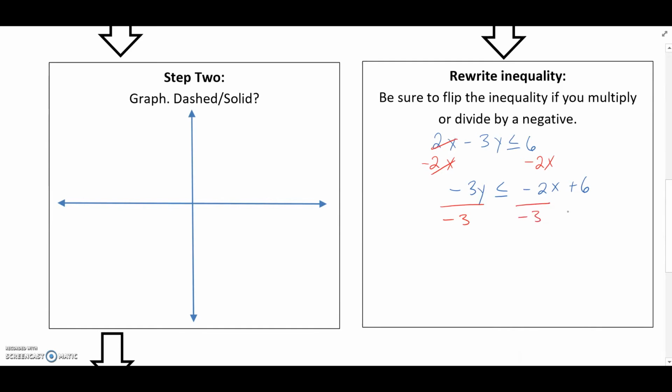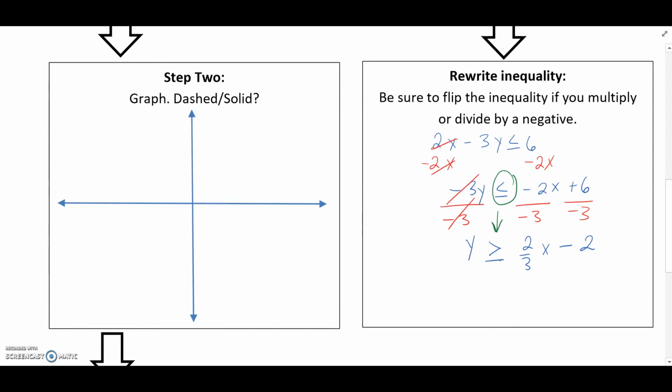Whatever I do to one side, I have to do to the entire other side. So that's a 1y, we just say y. It's less than or equal to, and the negatives here will cancel out, so that's 2 over 3 x, plus a negative and a positive, so that would be minus 2. Now, I did divide through by a negative 3, so one thing that is missing is flipping the inequality sign. So let's remove that and rewrite it in this way.